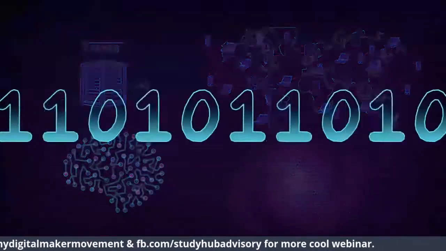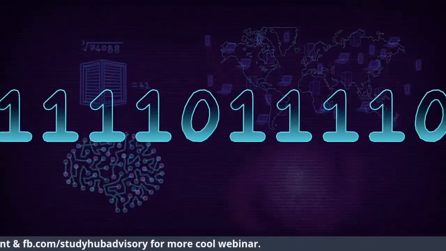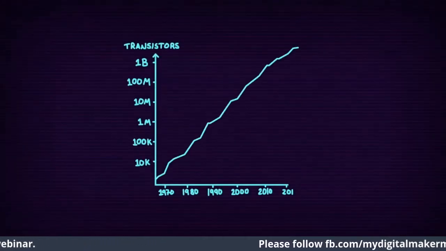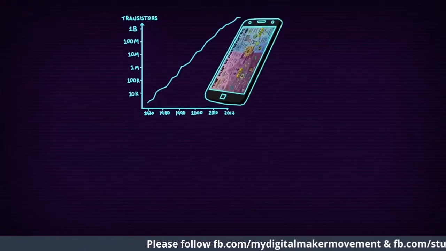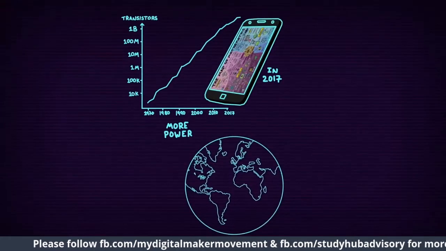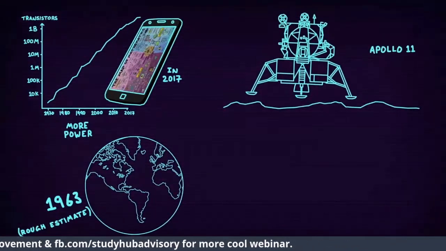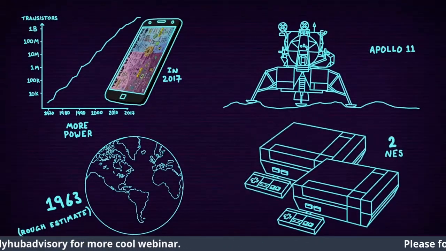down to just flipping zeros and ones. Computers have become smaller and more powerful at an incredible rate. There's more computing power in your cell phone than there was in the entire world in the mid-1960s. And the entire Apollo moon landing could have been run on a couple of Nintendos.